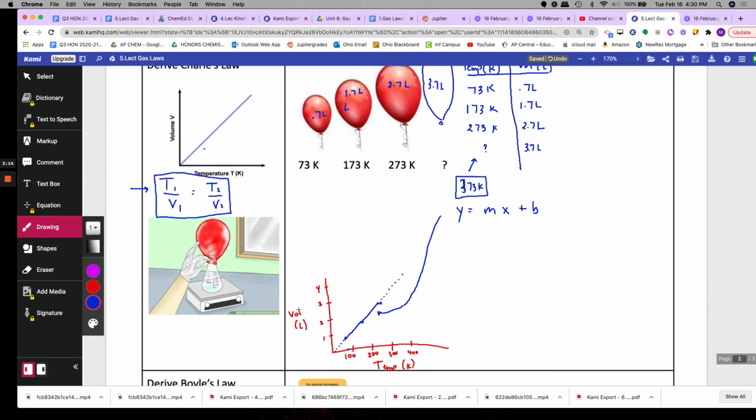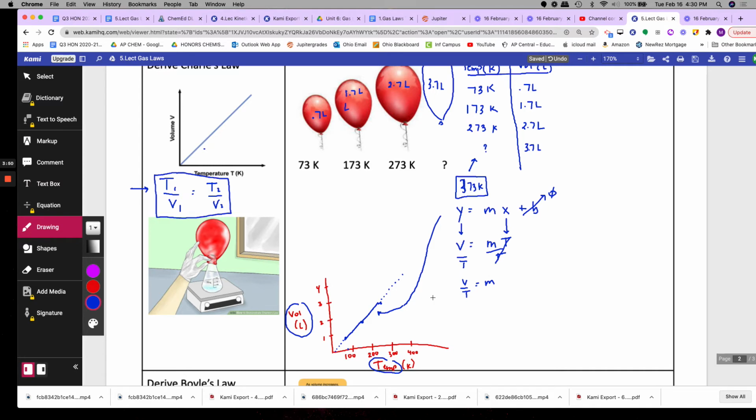On the y-axis is the volume. So we're going to put volume here equals the slope. And the x-axis, what's on the x-axis? That's right, temperature. That's T. And the y-intercept is 0, so this will be 0. So this is the formula, V equals mT. To get the slope, we divide both sides by T. V over T is equal to m.